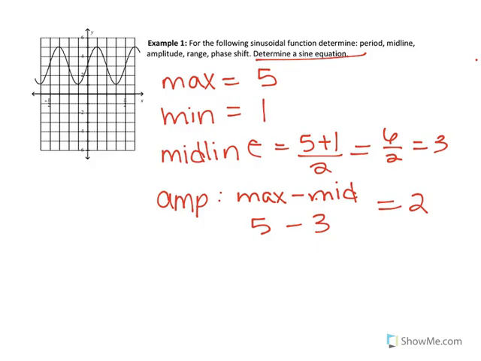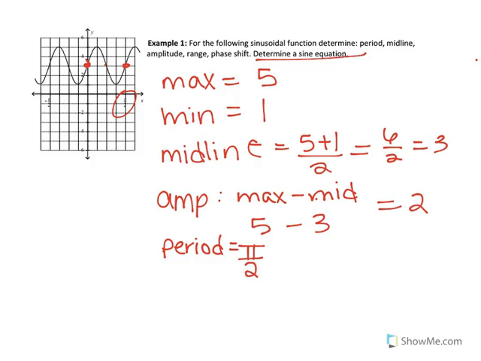Alright, let's do the period length. So a sine function starts at the midline, it hits the midline again, and ends when it hits the midline after one full cycle of up, then down. So that is at pi over 2. So my period length is pi over 2.